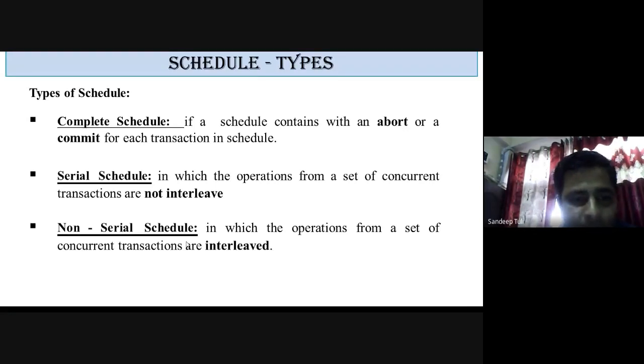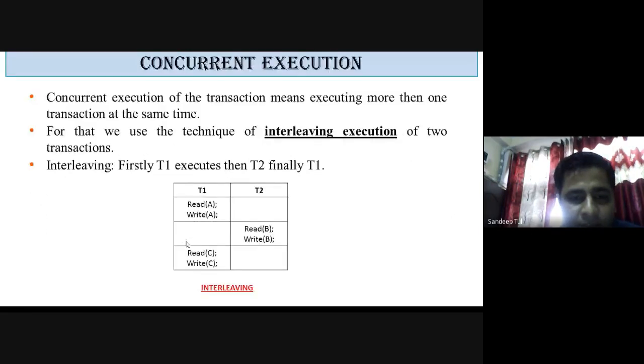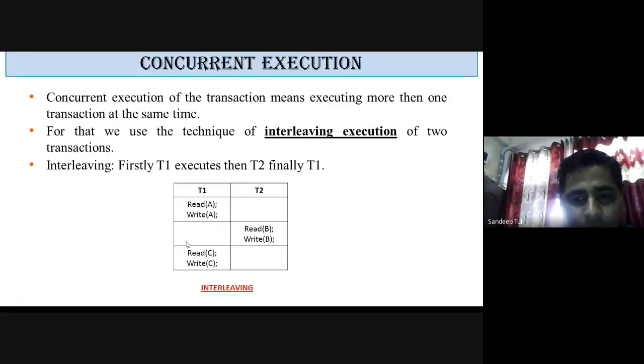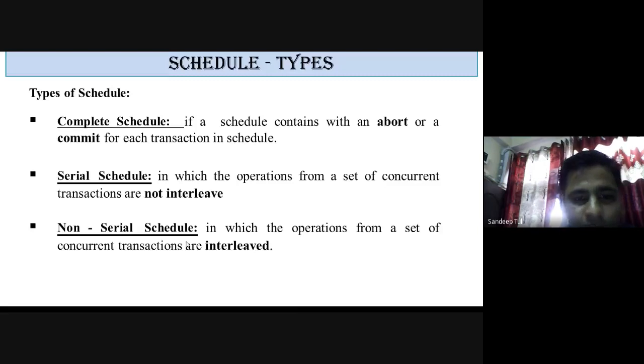The first type of schedule is the complete schedule. Complete means committed. If a schedule contains an abort or a commit for each transaction in the schedule, then it is known as a complete schedule. We have seen in the transaction diagram that transactions end in only 2 cases, either in the committed state or in the aborted state. So a complete schedule is one where either an abort or a commit is there for each transaction.